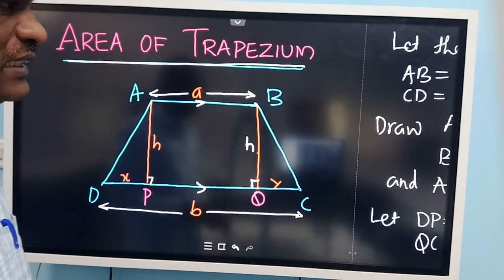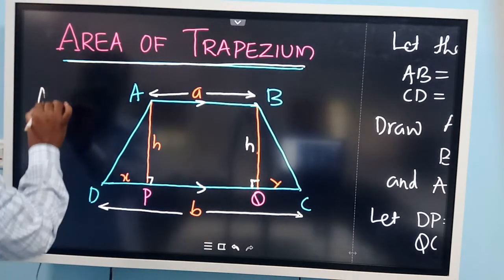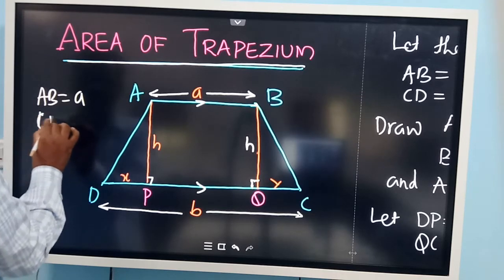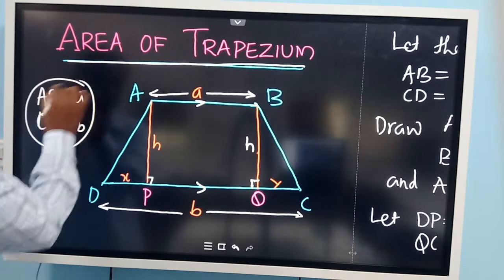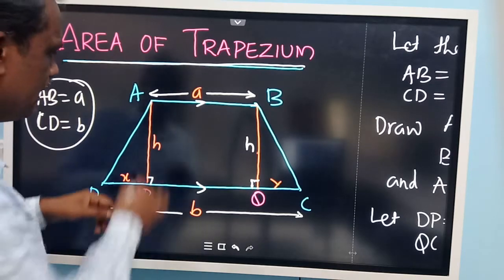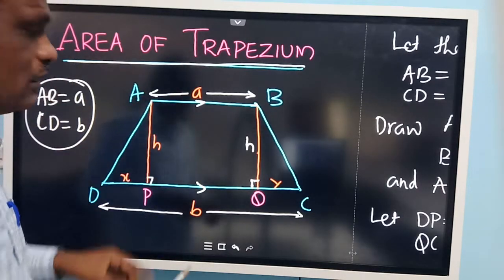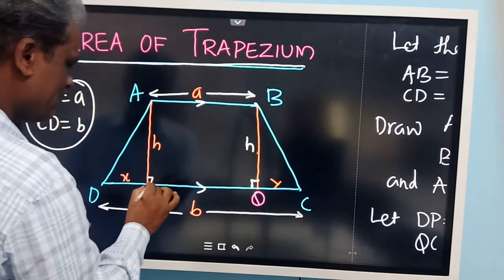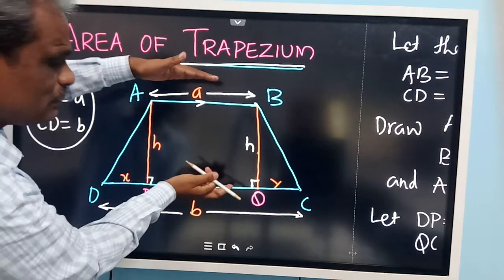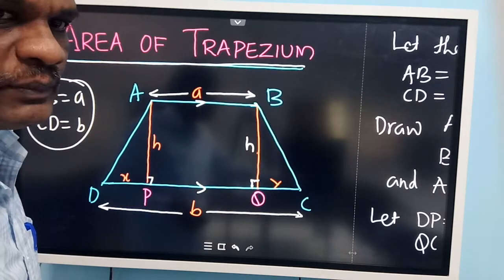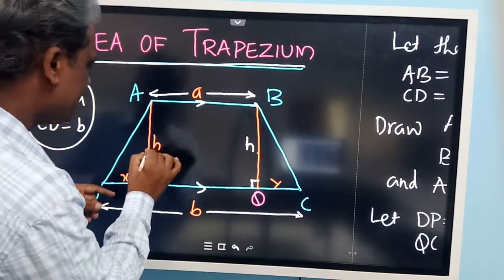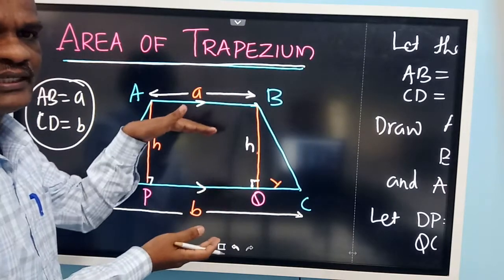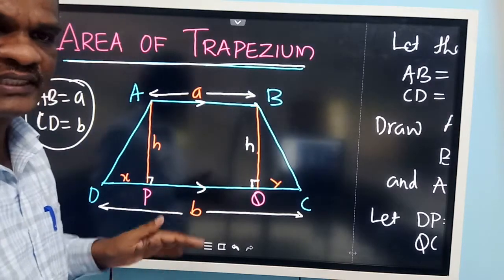The lengths of the parallel sides I have taken as A units and B units. Here AB is equal to A units, and CD is equal to B units. I have drawn two perpendicular lines from the vertex A and vertex B, making 90 degrees. The distance between the parallel lines I have taken as H units. Because they are parallel lines, the distance between them is always the same.